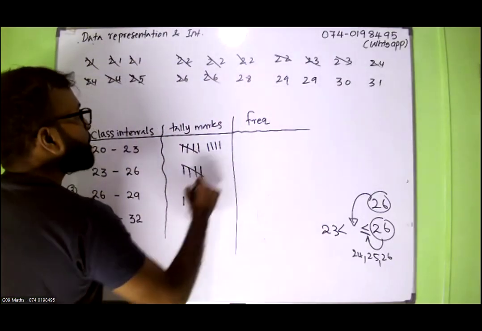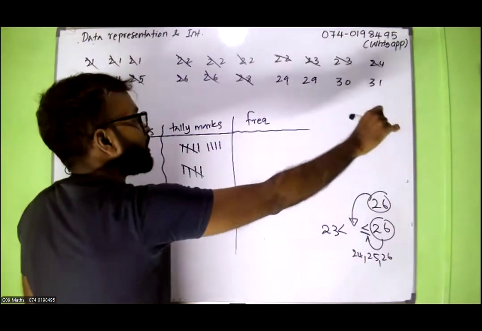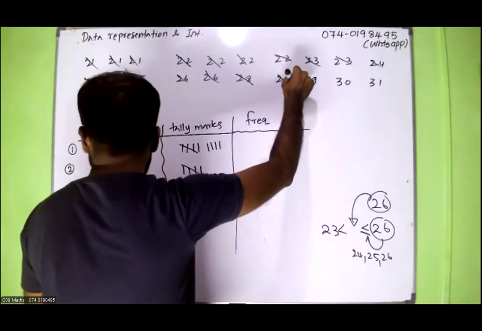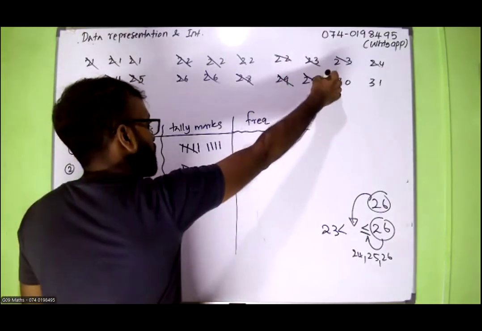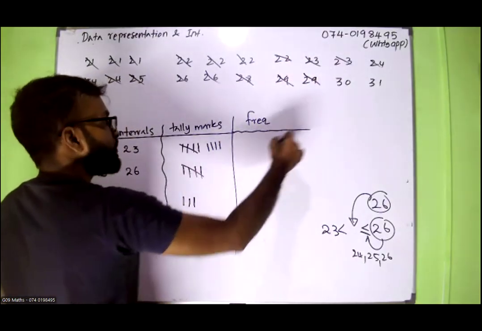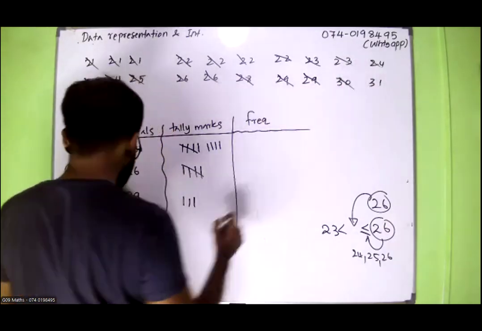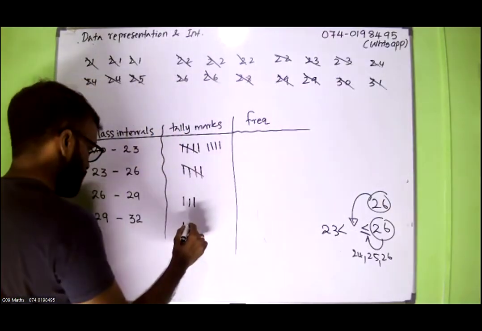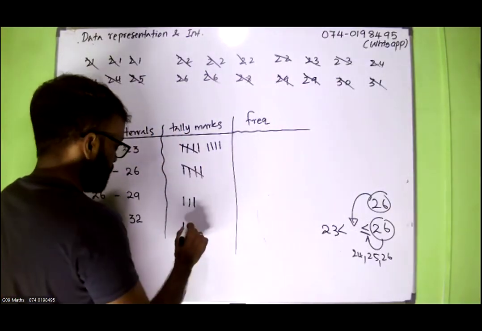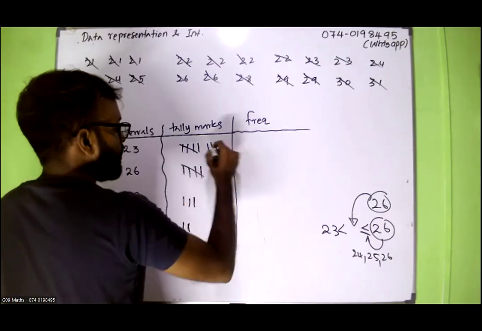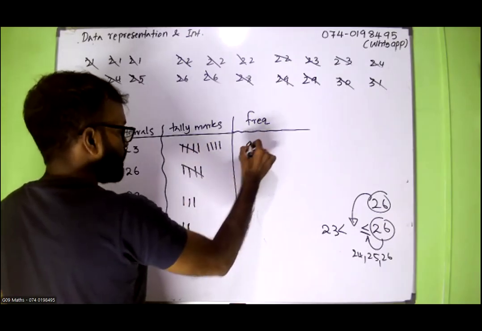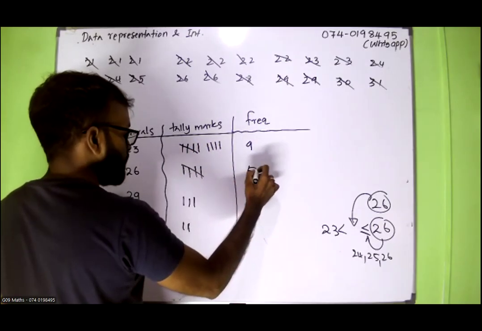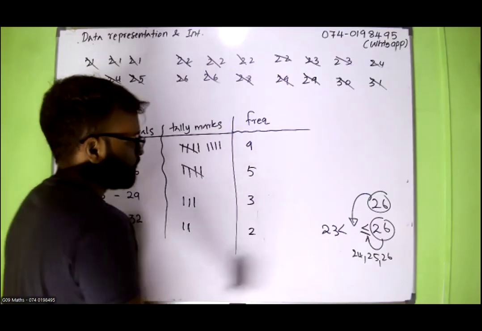Yeah, third one, 28. Otherwise I will do this by myself. Okay? 29, this 29. This 30. This 31. Alright. So here 5 plus 4, 9, frequency 9. This is 5, 3, 2.